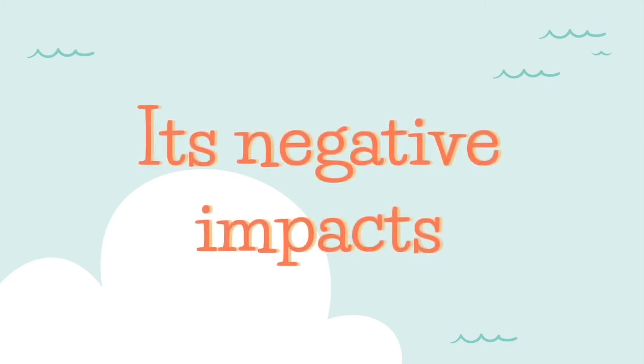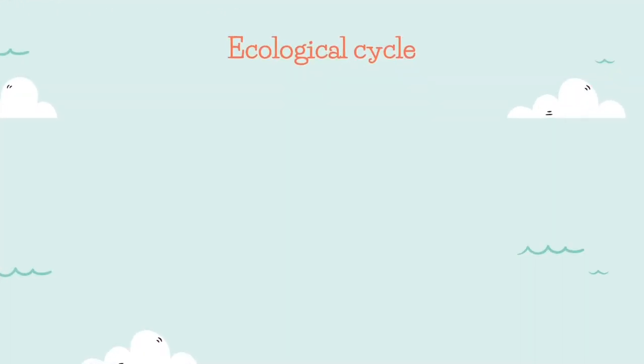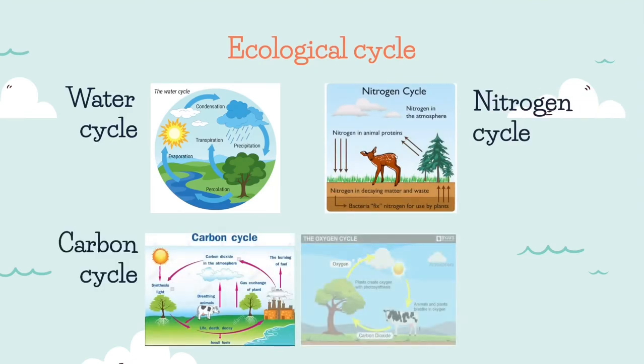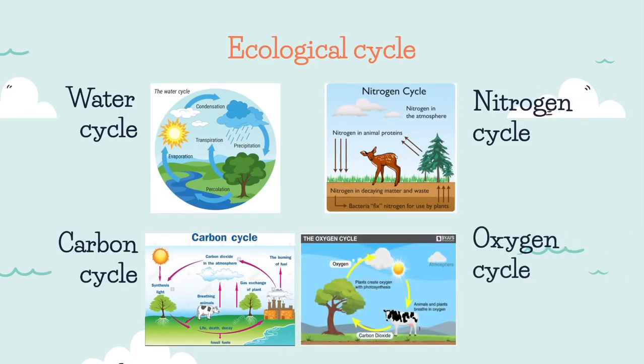Now I'm going to talk about its negative impacts. According to activists, globalization has led to an increase in the consumption of products, which has impacted the ecological cycle. Ecological cycles are the various self-regulating processes that recycle the Earth's limited resources, such as water, carbon, nitrogen, and other elements that are essential to sustain life.